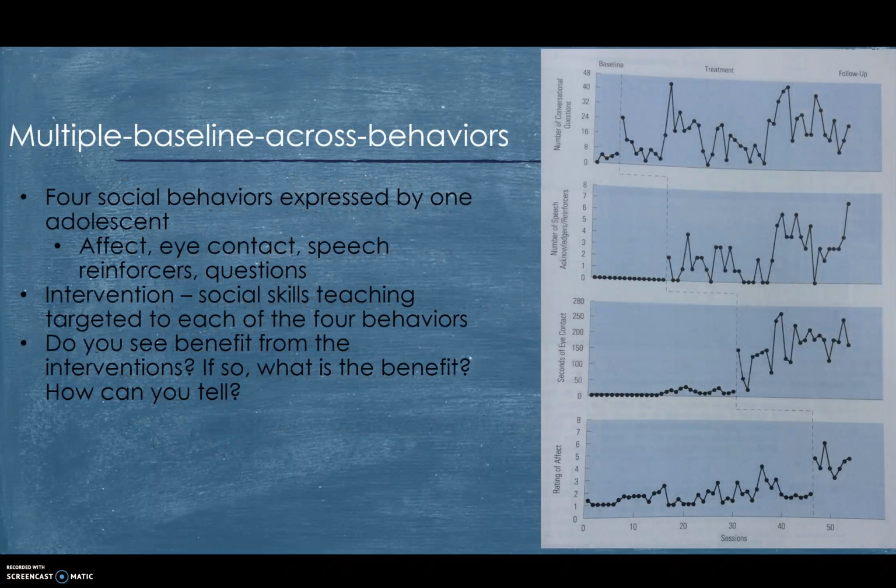Multiple baseline across behaviors, the example provided in our textbook is for an adolescent. We've got 4 different social skills that we're targeting through the intervention, a teaching program. And by the way, we can see after the phase line that all of the skills appear to be increasing really fairly significantly through the intervention, after the intervention, which is the teaching.